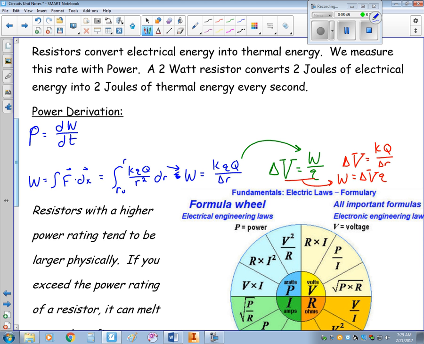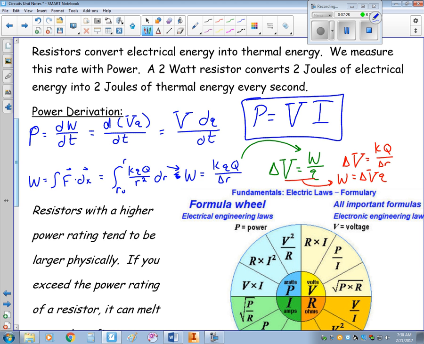So power is the derivative of work with respect to time. So I can now plug in my equation for work. So I have d, and then I got this V times Q, voltage times charge, all that times dt. And I can distribute that d over to the Q. So I have my voltage dQ over dt. Now notice dQ over dt, that's current. So I see that power equals electrical voltage times electrical current. So the volt times the amp equals the watt.